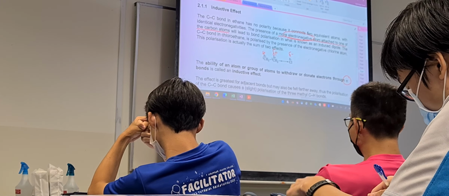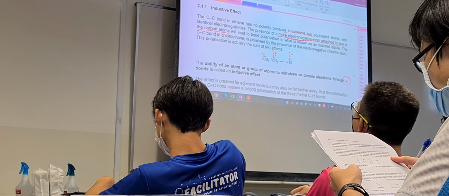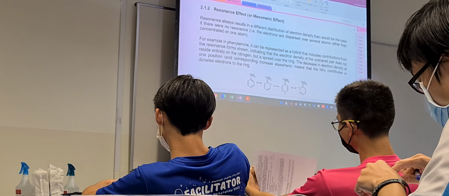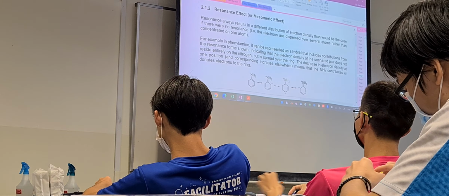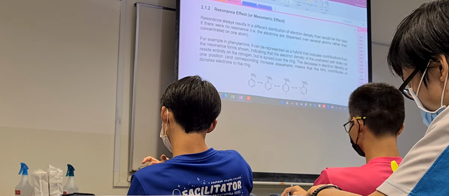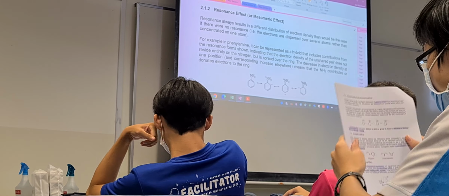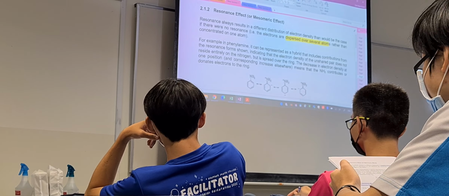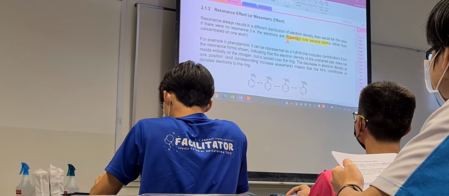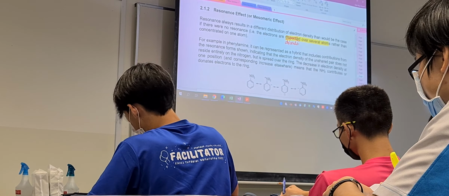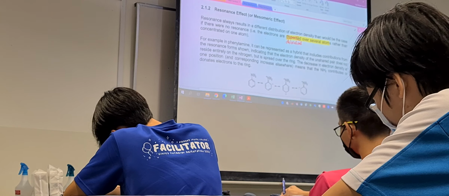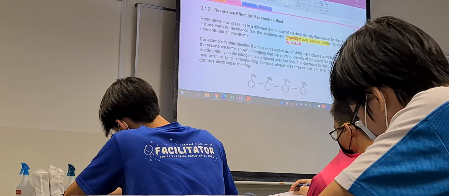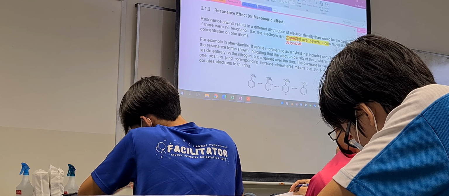Then the next one, resonance, on the next page. The resonance effect always results in a different distribution of electron density. In other words, electrons disperse over several atoms. Can you please change this word and call it delocalized? Because I think in H2 you all learned electrons delocalized, charge dispersed. Right? Electrons must delocalize over several atoms rather than concentrate within a single atom.